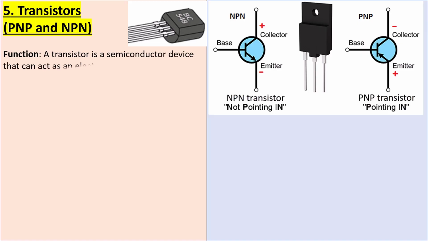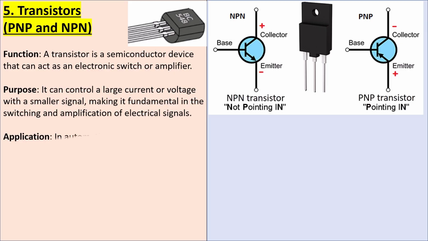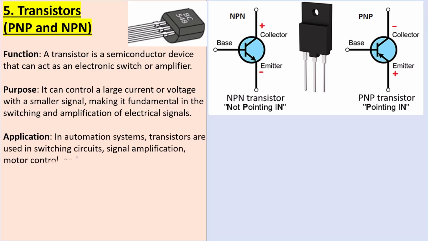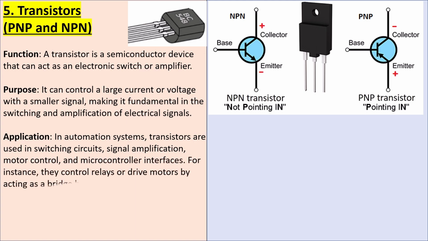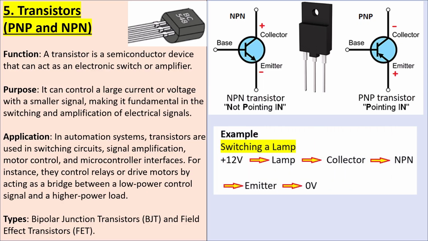Function. A transistor is a semiconductor device that can act as an electronic switch or amplifier. Purpose. It can control a large current or voltage with a smaller signal, making it fundamental in the switching and amplification of electrical signals. Application. In automation systems, transistors are used in switching circuits, signal amplification, motor control, and microcontroller interfaces. For instance, they control relays or drive motors by acting as a bridge between a low power control signal and a high power load. The types are bipolar junction transistors (BJT) and field effect transistors (FET).